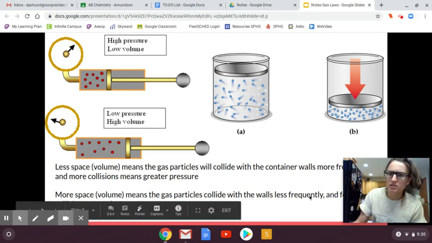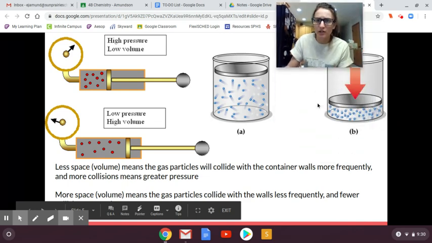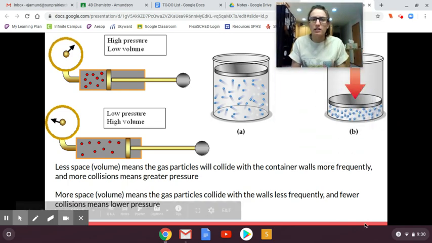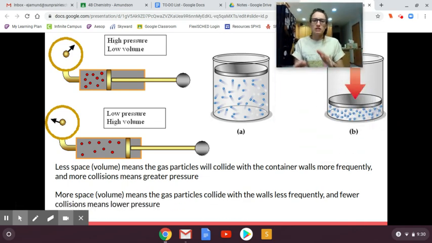So you can summarize this in your own words, however you want to understand it. I wrote that less volume or less space means that gas particles collide more frequently, which would mean greater pressure. More volume or more space means that they're going to collide with the walls of the container less frequently, so fewer collisions means less pressure, okay?